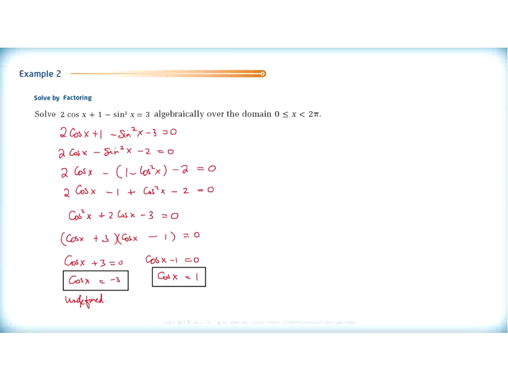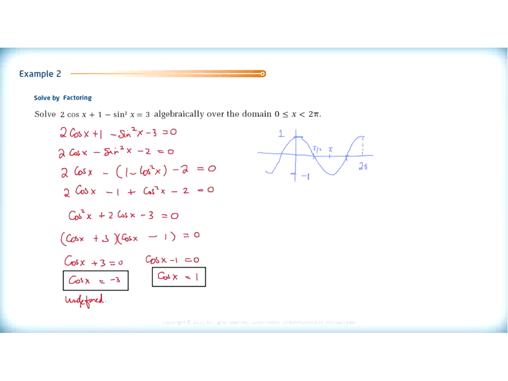You should recognize the first one as being undefined. This one is undefined. And it's undefined because cosine x cannot have a value greater than 1 or less than negative 1. And we know that if you think about the graph of cosine x, the graph of cosine x looks like this, doesn't it? The maximum value on the graph is 1. The minimum value on the graph is negative 1. Cosine x cannot equal negative 3. So that's why we say cosine x is undefined.